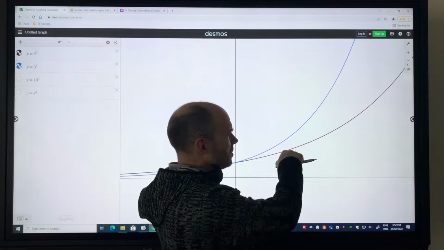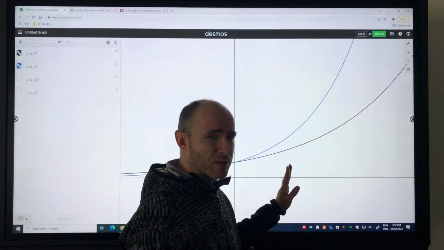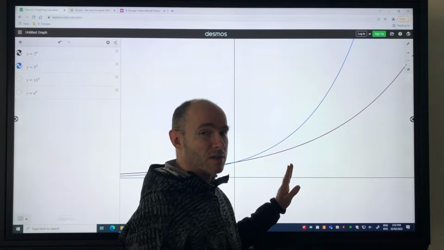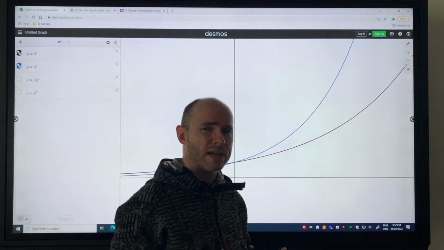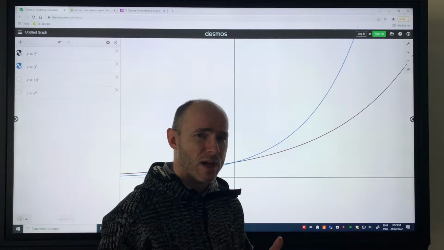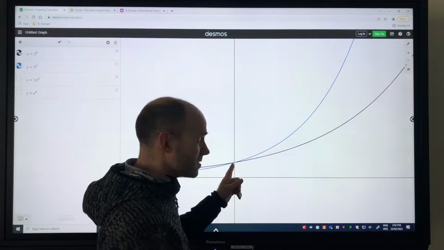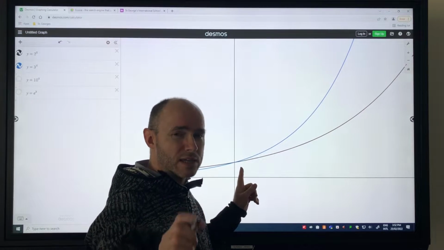2 squared is 4. 3 squared is 9, much larger, okay? Because these are powers of 3, they go up much faster, don't they? Powers of 2: 2, 4, 8, 16. Powers of 3: 3, 9, 27, 81, and so on. They go up much faster now. So it's actually steeper. Notice the y-intercept is the same because 3 to the power of 0 is still 1.